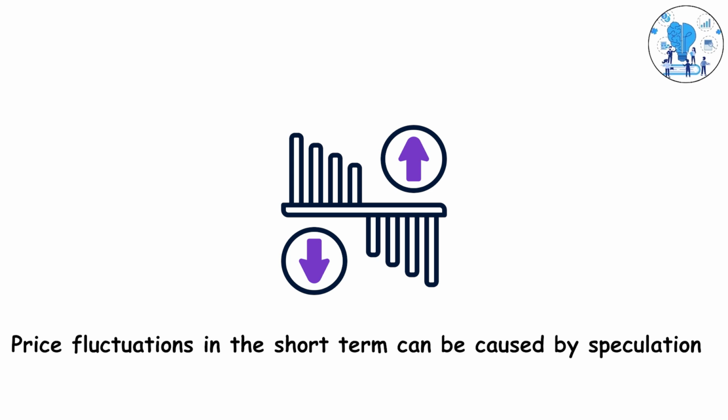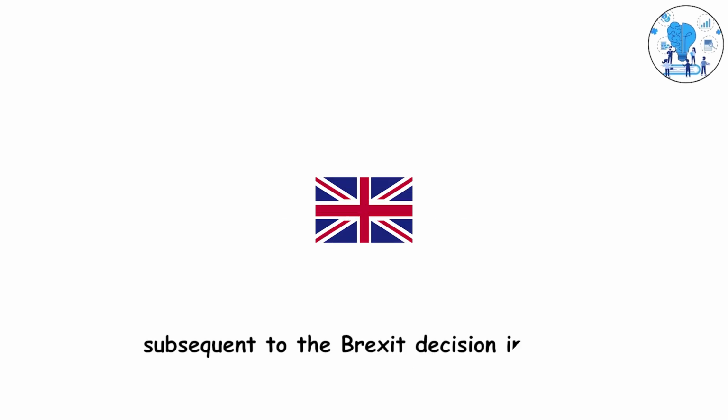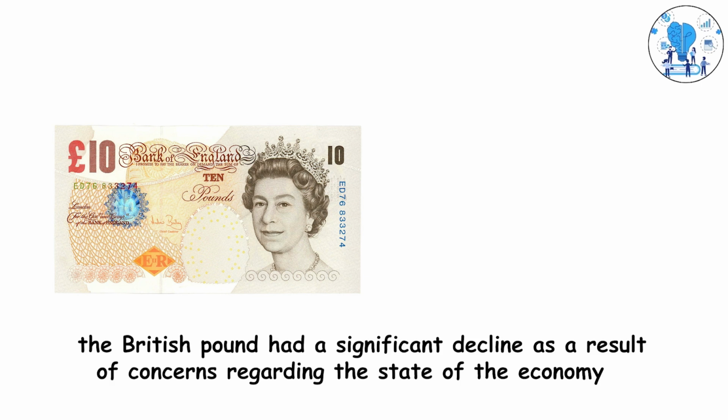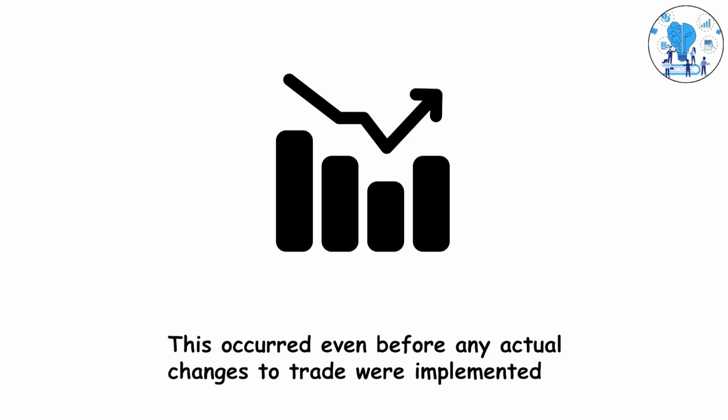Price fluctuations in the short term can be caused by speculation, even if the economy of a country has not seen any significant changes. For instance, subsequent to the Brexit decision in 2016, the British pound had a significant decline as a result of concerns regarding the state of the economy. This occurred even before any actual changes to trade were implemented.